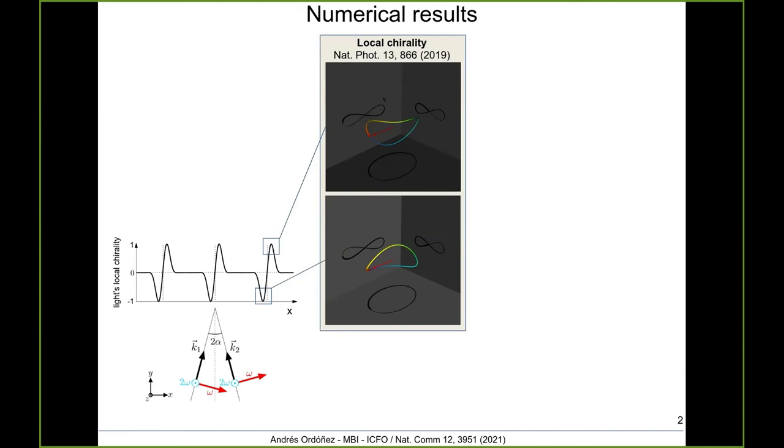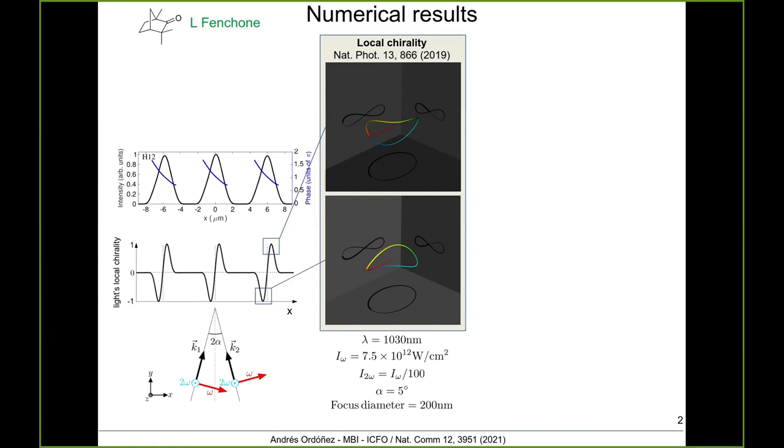All right, so these are the parameters for the actual calculations. We have the wavelength, about 1 micron, the intensities of the fields at omega and at 2 omega, the angle between the beams, and the focus diameter. Now, for the left enantiomer of randomly oriented molecules, this is the induced polarization, or if you want, the near field at the 12th harmonic as a function of position across the focus.